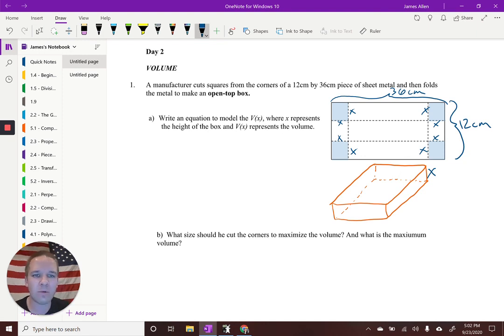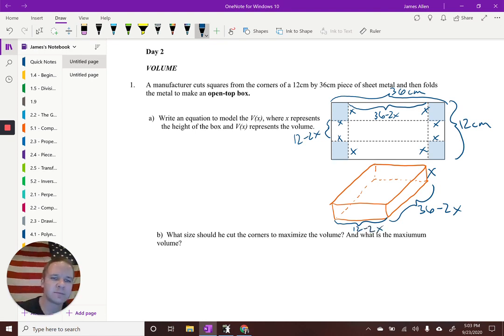All right, so what does that really mean then? Well, this dimension here is going to be 36, but we're going to subtract an x and an x, so this would be 36 minus 2x. The same idea applies here. I'm going to put it here: 12 minus 2x for that dimension, right? I'm subtracting x and x when I fold it up. So I'll label this one 36 minus 2x, and this will be 12 minus 2x.